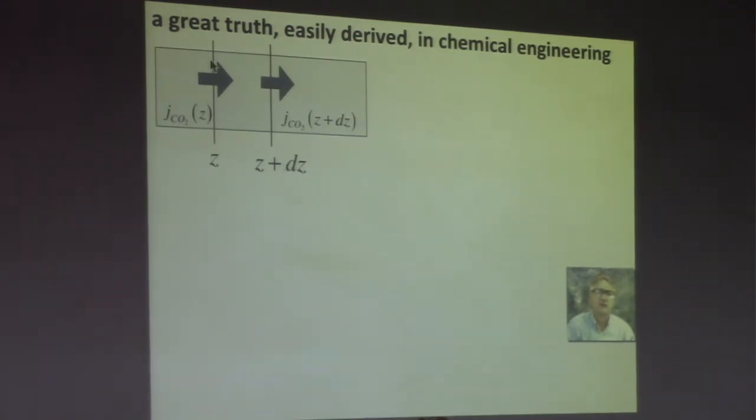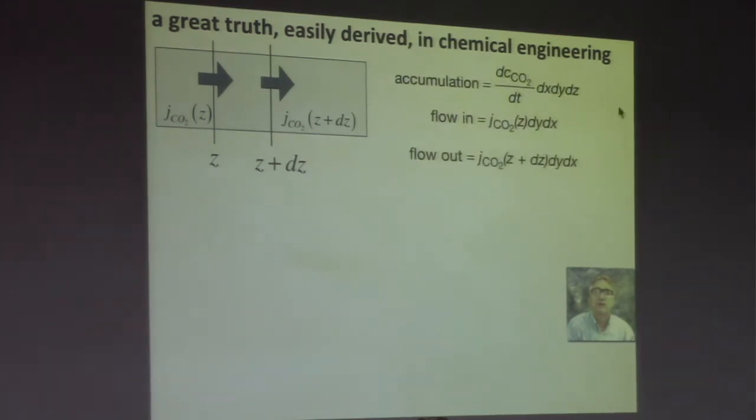I have a flux of CO2 coming in, and I have a flux of CO2 leaving. This could be CO2 in the gas phase, this could be CO2 in the bulk liquid phase, and then this would be the area of our film. We can write very quickly then that the accumulation of CO2 in this particular control volume is given by the moles per time of CO2, that's the accumulation, and the volume element here, dx, dy, dz, represents this volume element.